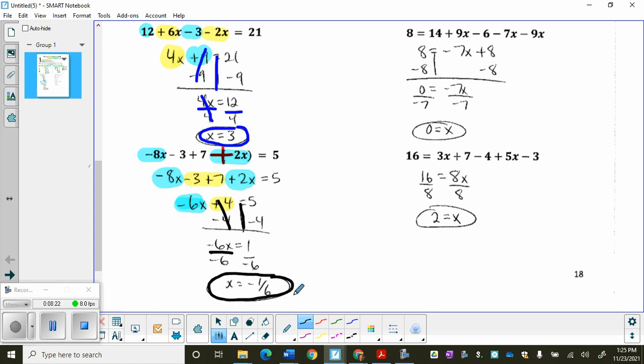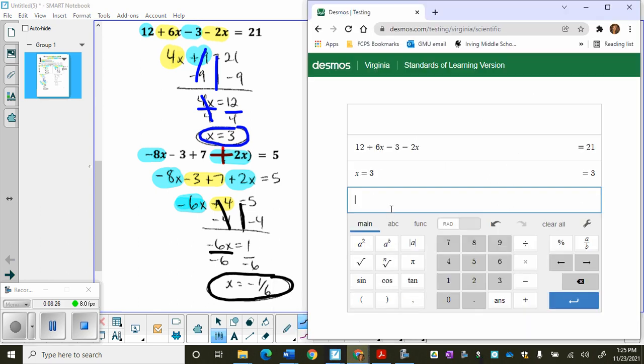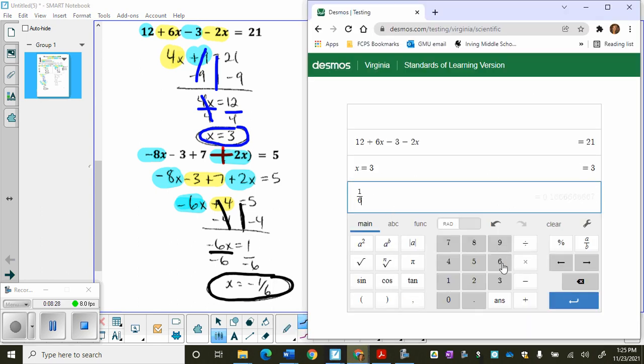So then that way you can actually check it in Desmos. If you use the calculator to divide and put a 1 over 6, see how you get this long decimal? So that's why we're just going to leave it as the fraction. And now let's just clear this out.